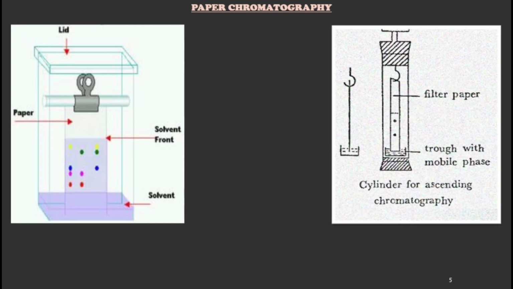Now, I will describe paper chromatography. So these are the two general settings for paper chromatography. Paper chromatography is based on the partition coefficient, which is calculated by C stationary divided by C mobile. C means the concentration.